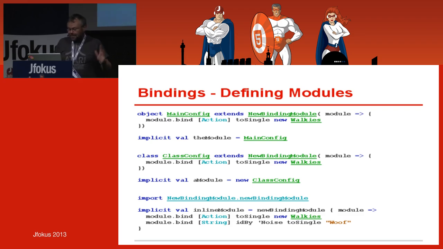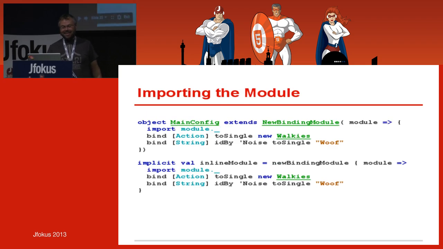Importing the module, this is a little trick. So up until now, I've shown you that you always say module.bind, and that dot in there was driving me nuts as well. It's like, I really want it fluent. What you can do is you can actually just say, at the beginning of a new binding module, any way you use a binding module, you can just say import module.underscore, and then bind comes into scope. So you can then just say bind action to single new walkies. I like this style. I think that's the way I tend to do it. It just reads very nicely, and you don't have to type module dot each time.